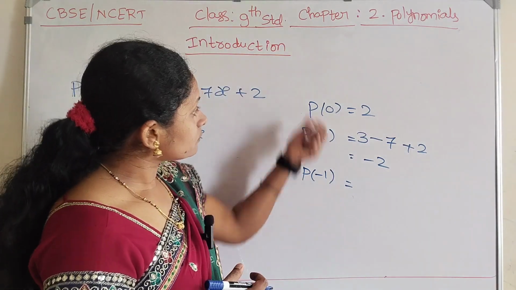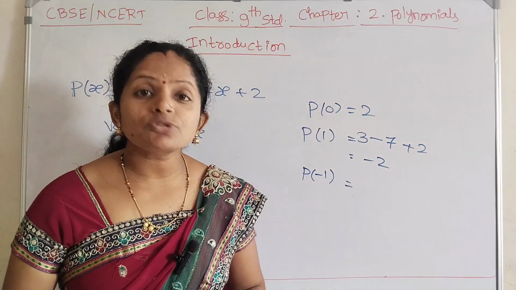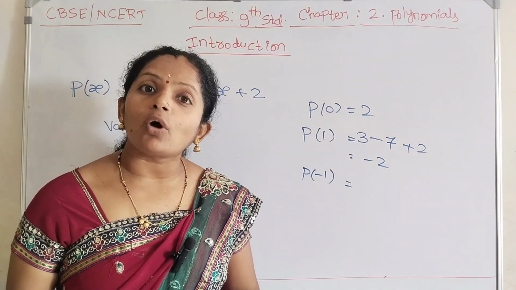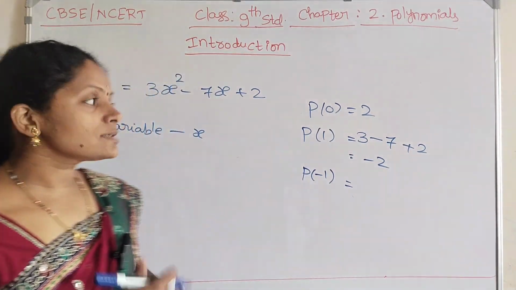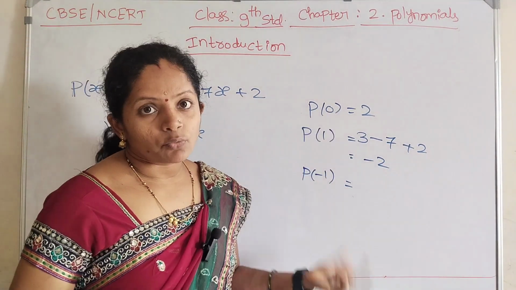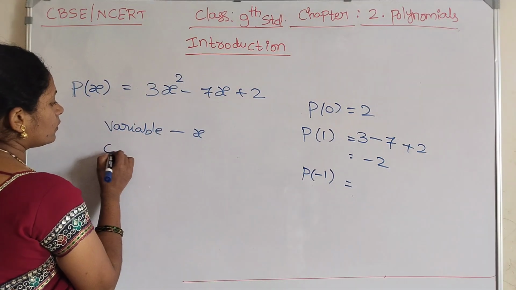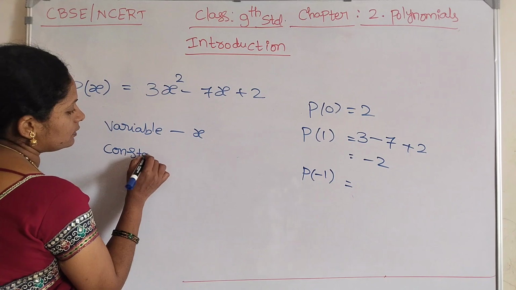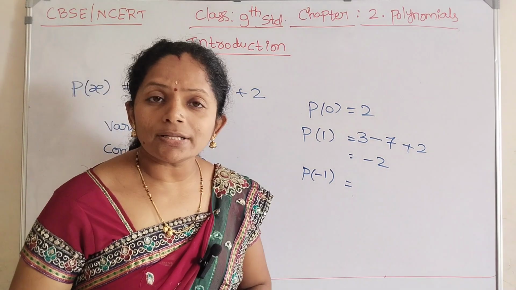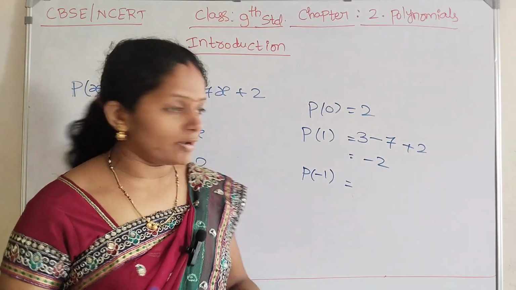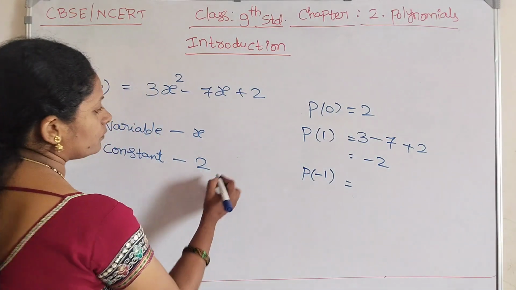It is not a constant. It is not a fixed value. That's why it is called the variable. Many values will come as we take different values of x, y and so on. Next, constant. Here we can say that the constant is 2. Why is it the constant? Why is this name given to it? Because it is a fixed value.